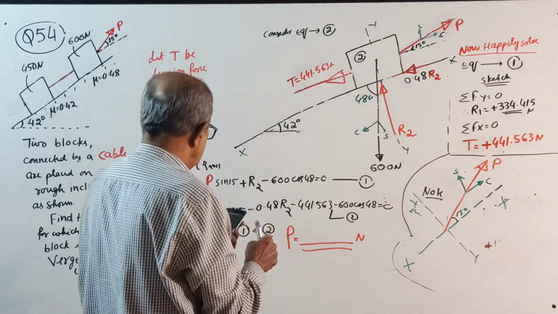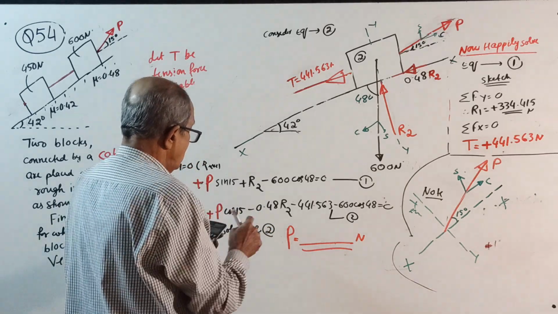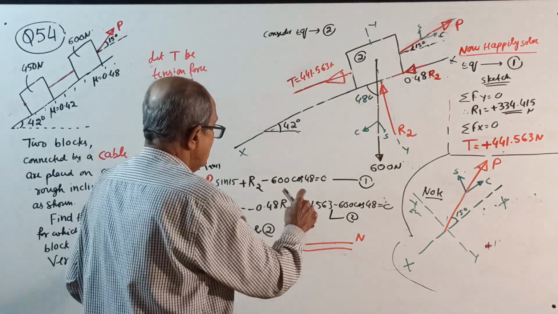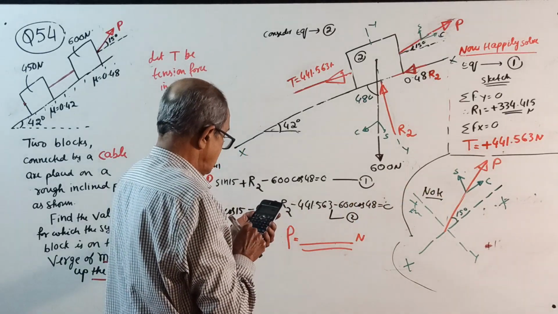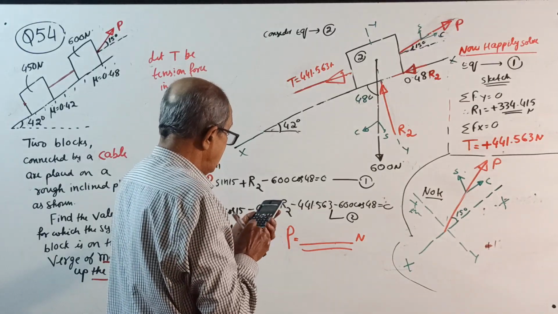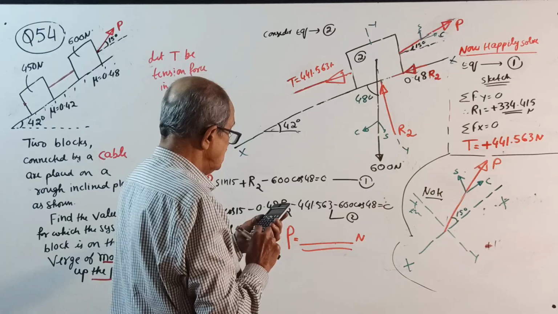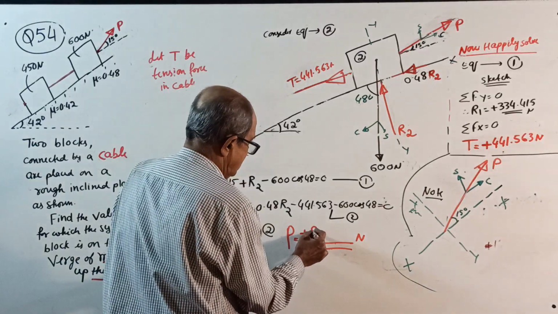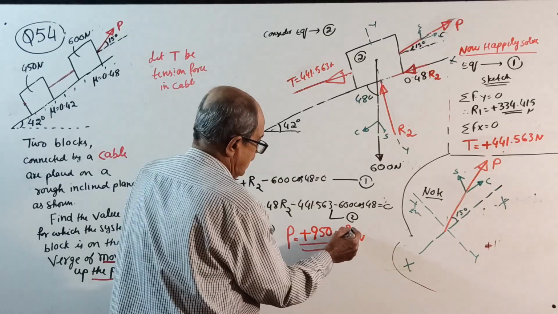So it will be plus 600 into cos 48. Okay. Then the second equation, it is asking P coefficient, cos 15. Okay. R2 coefficient, minus 0.48. And then constant, take that side. Both are positive. 441.563 and then plus 600 into cos 48, over. P will come plus 950.091. Okay, one minute now.